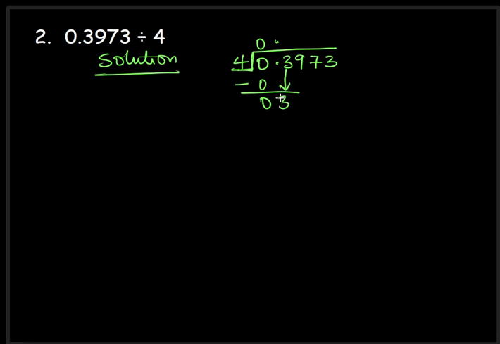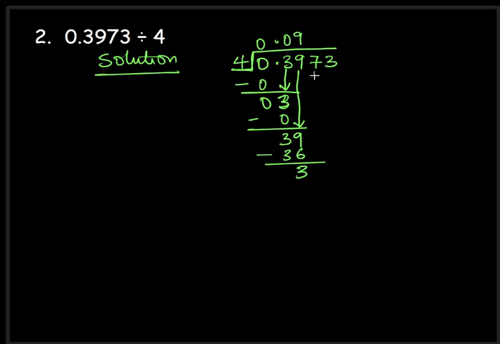4 into 3. 4 is bigger than 3. So this will give us 0. 4 times 0, 0. Subtract. This will give us 3. And then we bring down 9. 4 into 39. What's before? That will be 36 is before. So that will give us 9 times. 4 times 9 will be 36. Subtract. This will give us 3.